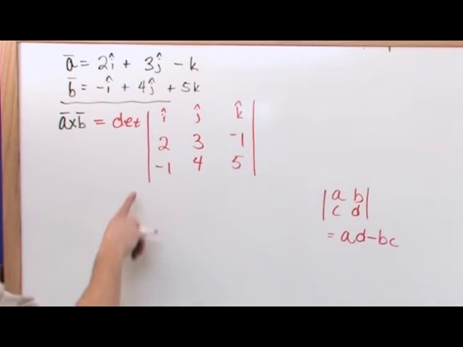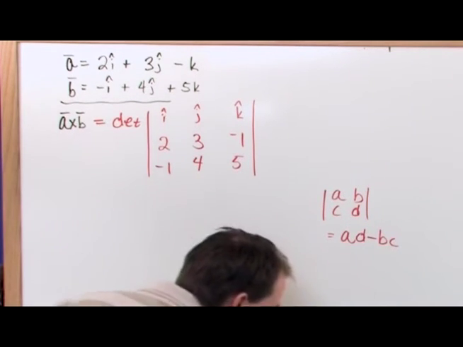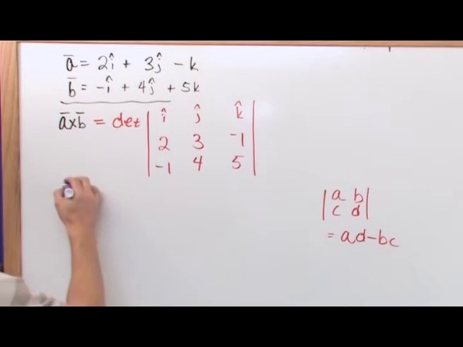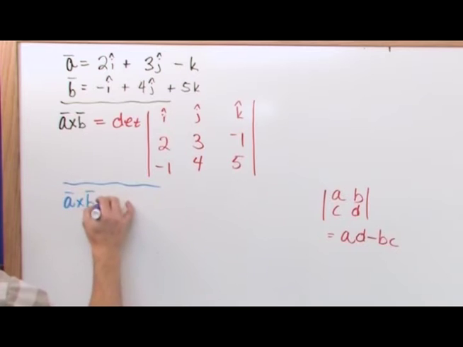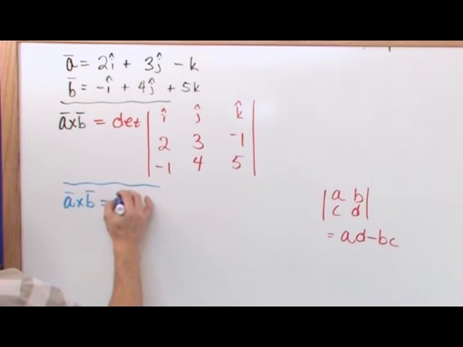Okay, so all we have to do now is calculate the determinant of this matrix, and that is the answer. That is the actual cross product answer that you're going to get. Okay, so let's do that. What we're going to do first, we're going to say A crossed with B is equal to, first we're going to work in the I direction.